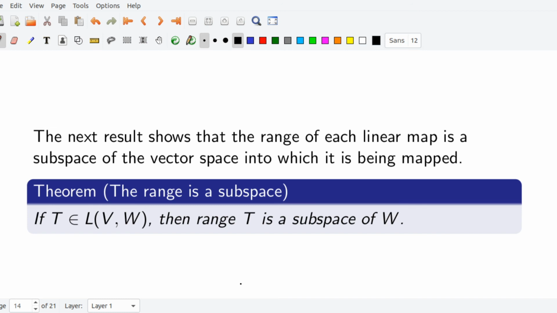Next we are going to prove that this range space is a subspace. That's a very important result. So we get two important subspaces: one is the null space and another one is the range space. The null space is related to the domain and the range is related to the codomain. Okay, we are going to prove that the range space is a subspace.